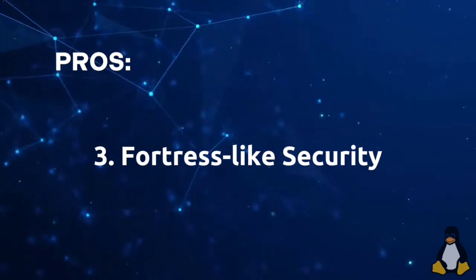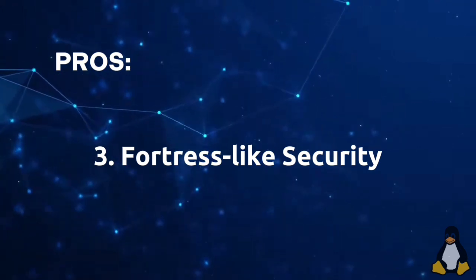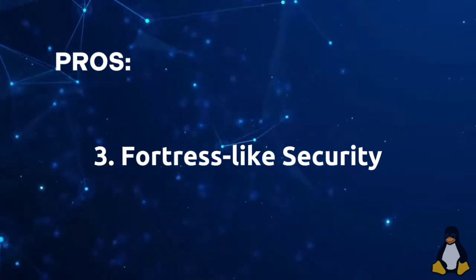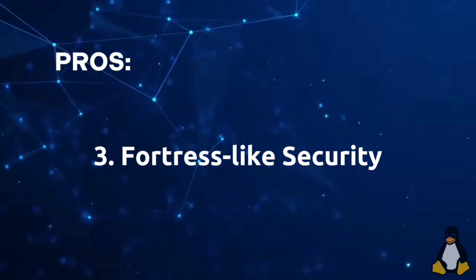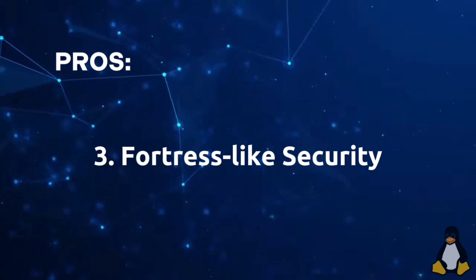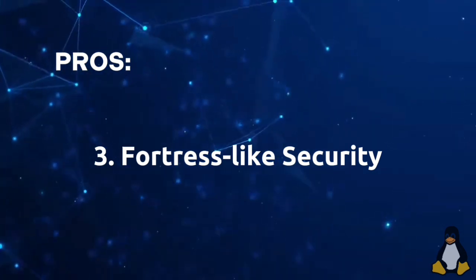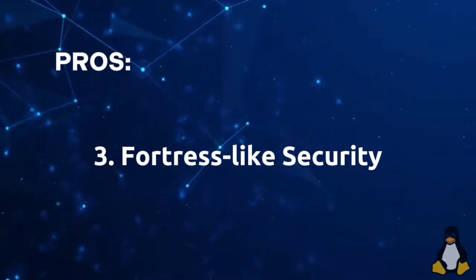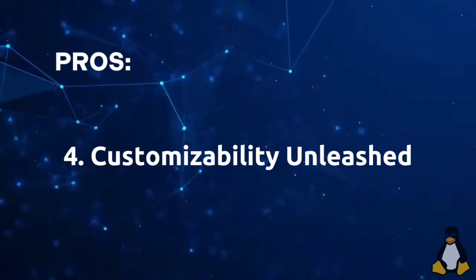Number 3, fortress-like security. One of the key features that distinguishes Linux as one of the most secure operating systems is its security architecture. Its innate resistance to malware and viruses stems directly from the constant updates and close examination by the open source community. By applying security updates and making system enhancements with vigilance, vulnerabilities are promptly fixed, adding an extra degree of safety for users.